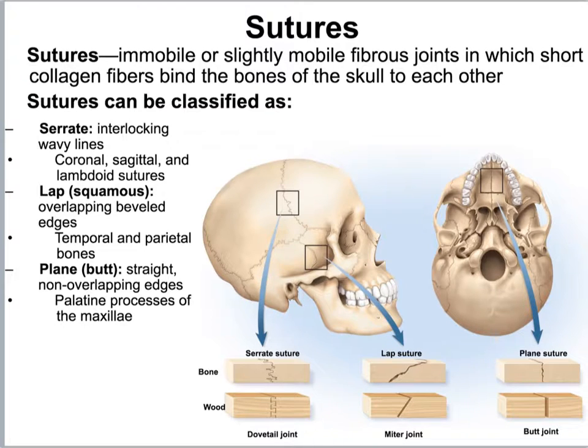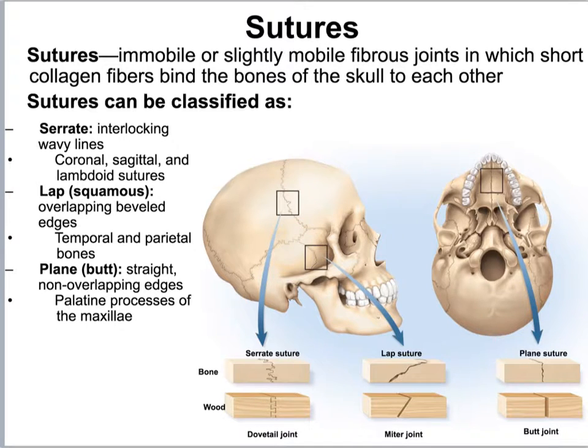Sutures. Sutures are where you have two bones come really close together, and then you have dense connective tissue, which is going to hold them really tightly close to each other. Most sutures are found in the skull, and there are 3 classifications of sutures based on the type of joint that they make in sort of a woodworking sense. So up here you see this is a serrate suture.